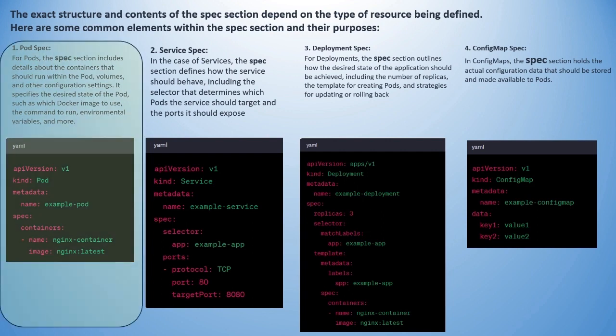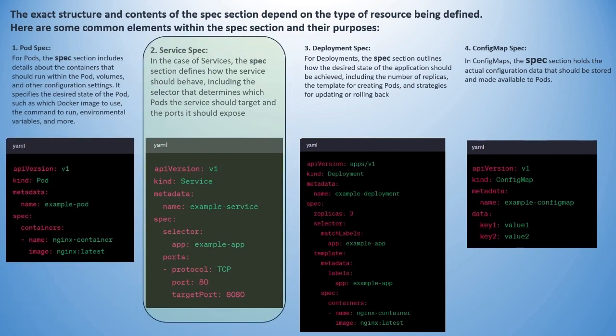For pods, the spec section includes details about the containers that should run within the pod, volumes, and other configuration settings. It specifies the desired state of the pod, such as which Docker image to use, the command to run, environment variables, and more. In the case of services, the spec section defines how the service should behave, including the selector that determines which pods the service should target and the ports it should expose.